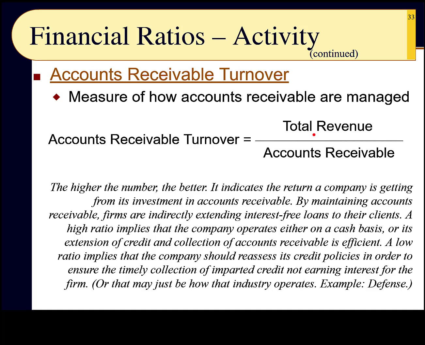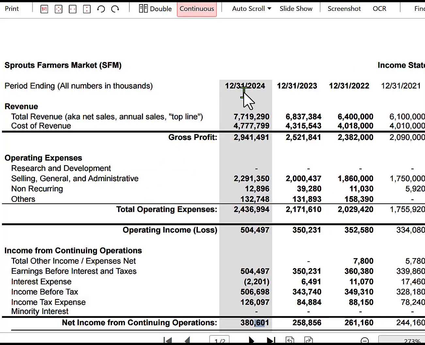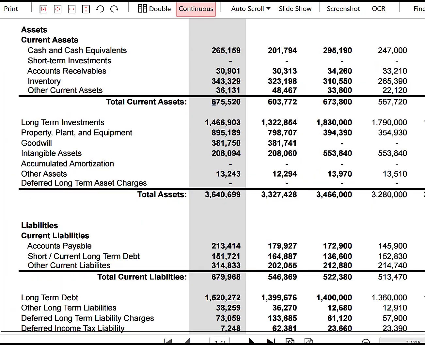That was that $7.7 billion. And then get the accounts receivable from the balance sheet. So let's go to the income statement. There's that 7,719,290, the top line number. And then run over to the balance sheet. Here's the accounts receivable, 3,901.